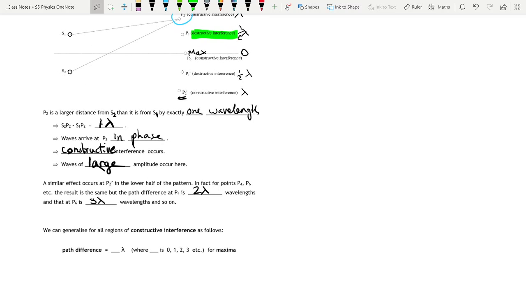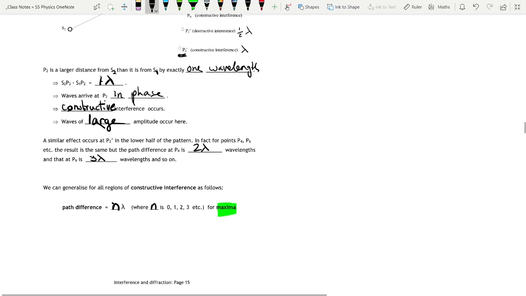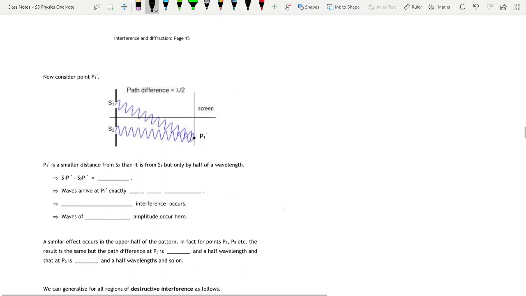So we can generalize for all regions of constructive interference, the path difference has to be a full number of wavelengths, so n wavelengths where n is 0, 1, 2, 3. So if the path difference is 0 or 1 wavelength or 2 wavelengths or 3 wavelengths or 4 wavelengths, then you'll always get a maxima. So it's all about that path difference. If you take one path from the other and it's a multiple of a full wavelength, you'd have a maxima. So what about the minima?